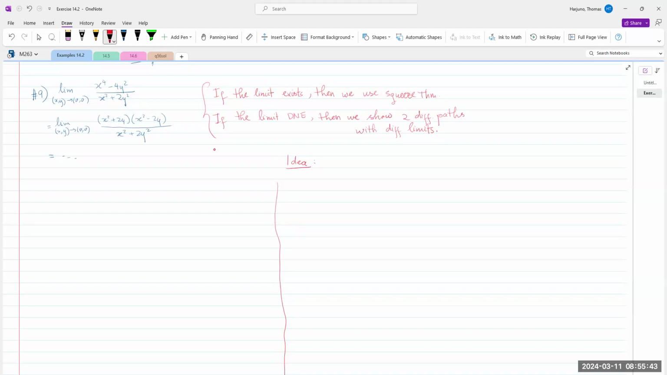Now, if the limit does not exist, then the squeeze will fail at some path or on some paths if the limit does not exist.